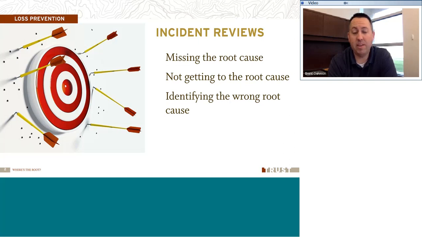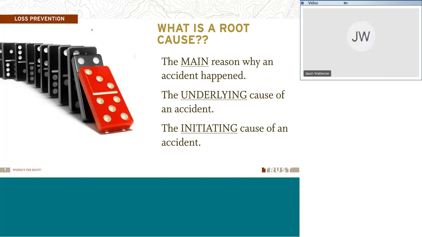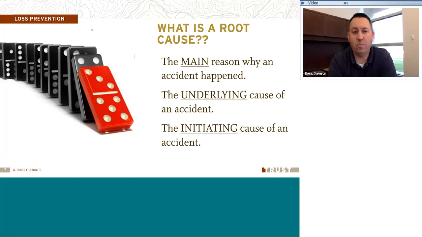And sometimes they identify a root cause, but it might be the wrong one. So we want to make sure that we're hitting our target, that we're hitting the mark, that we're getting to the root cause that we can learn and improve from. So what is a root cause? We can talk about this now. It's really the main reason why an accident happens.